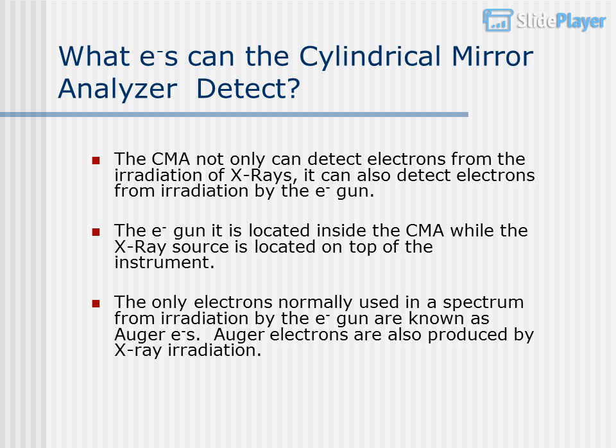What electrons can the cylindrical mirror analyzer detect? The CMA not only can detect electrons from the irradiation of X-rays, it can also detect electrons from irradiation by the E-gun. The E-gun is located inside the CMA, while the X-ray source is located on top of the instrument. The only electrons normally used in a spectrum from the radiation by the E-gun are known as Auger electrons. Auger electrons are also produced by X-ray irradiation.